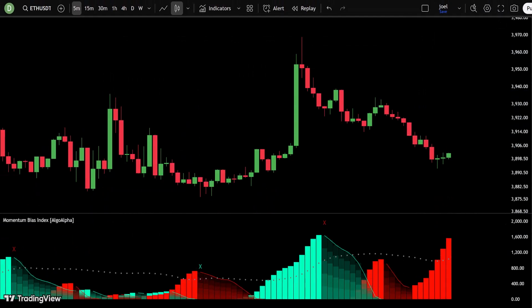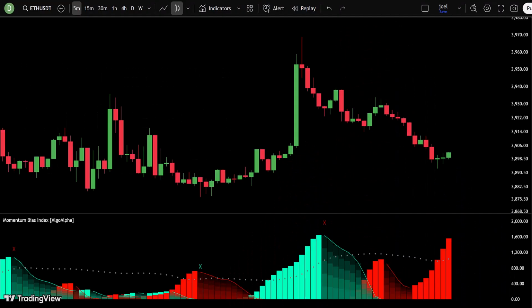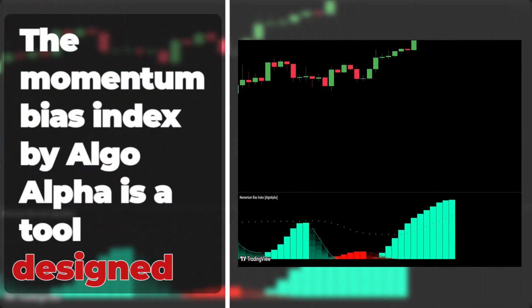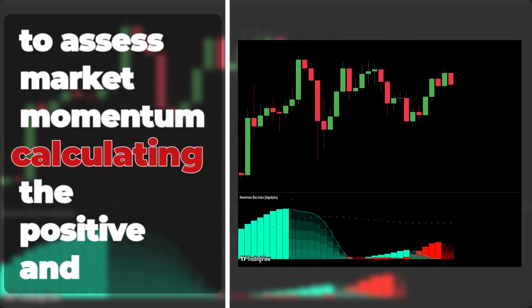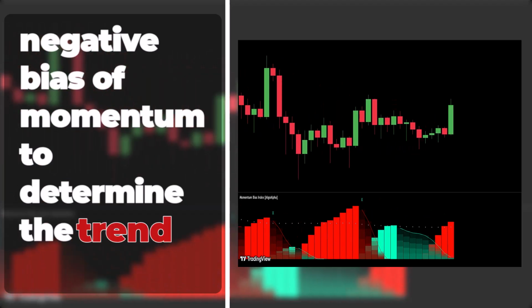Look at what we've got here, now that you have added the indicator to your chart. Then the question, what makes this indicator so powerful, may be on your mind. So, just like I said earlier, the Momentum Bias Index by AlgoAlpha is a tool designed to assess market momentum, calculating the positive and negative bias of momentum to determine the trend.